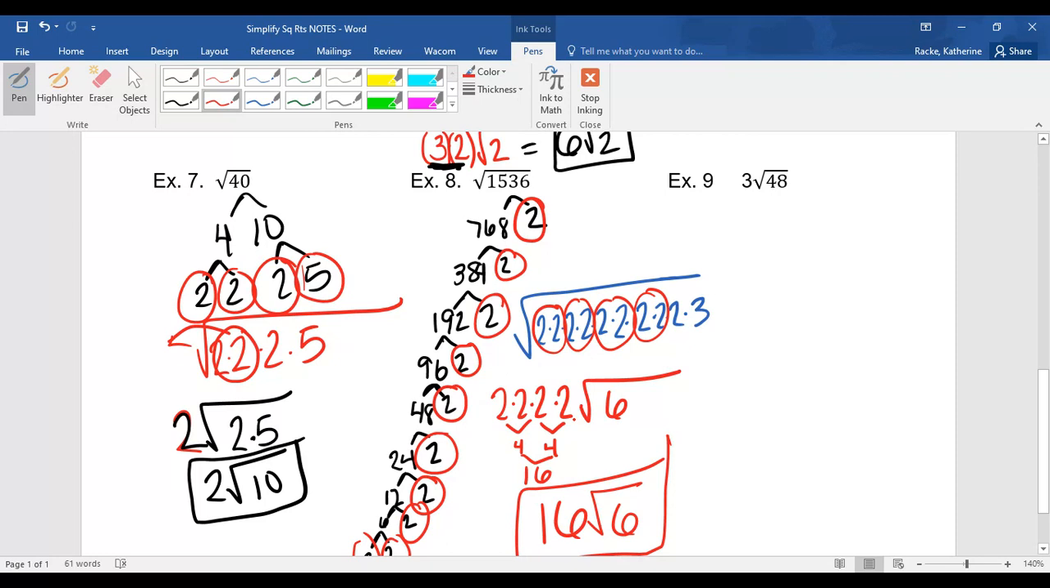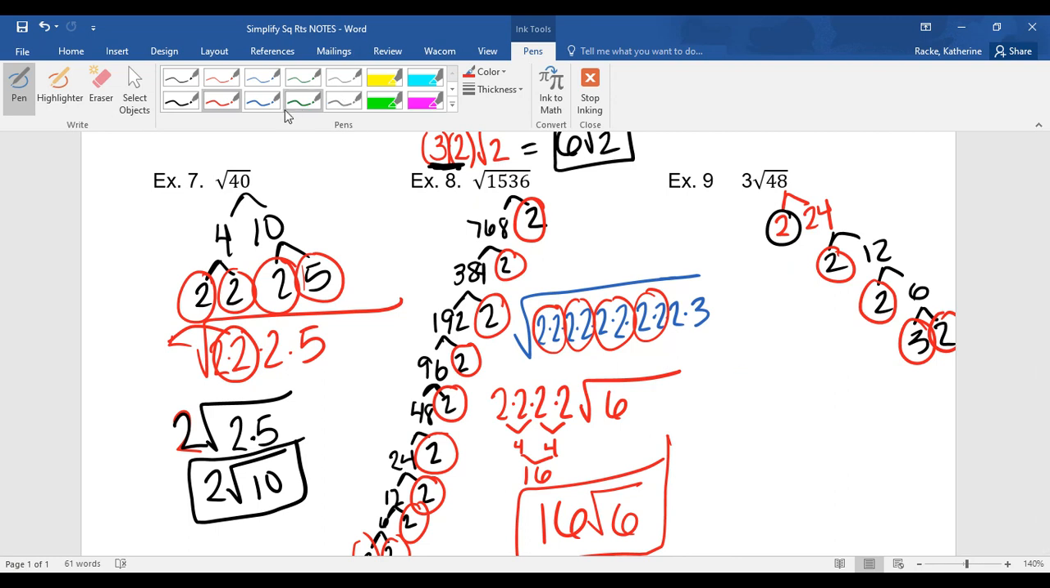All right. Last one, example 9. So I have a number on the outside. So we're going to keep that number out on the outside, and we're going to move it to the bottom at the end. But let's go ahead and see what perfect square goes into 48. So I'm just going to do 2 and 24. 2 is a dead number. 2 and 12. 2 and 6. 3 and 2. Okay, so I have 4 2's and 1 3.